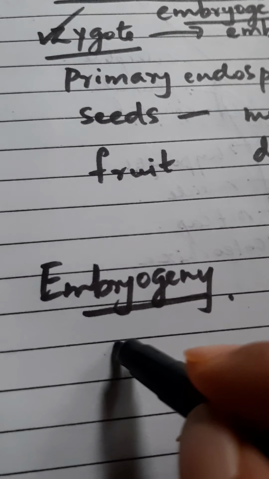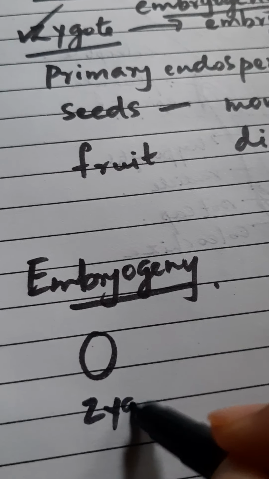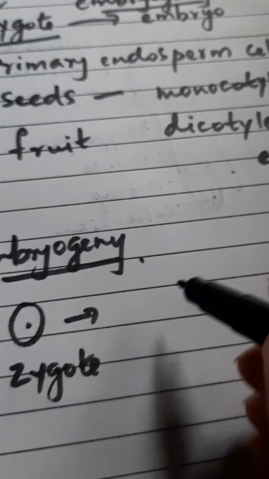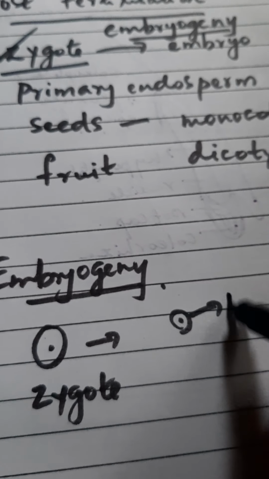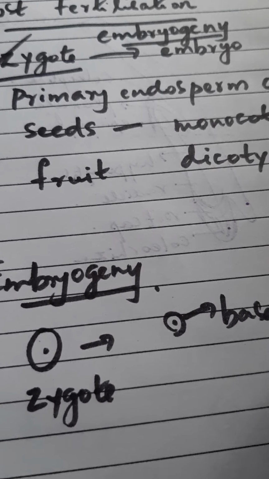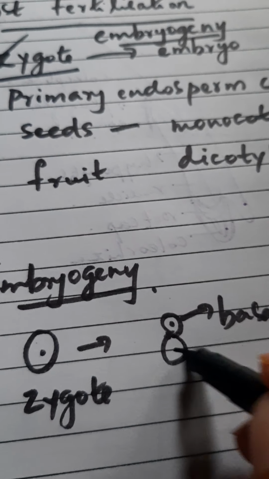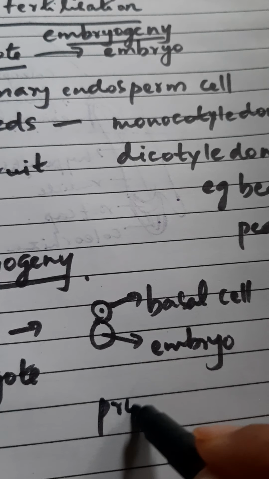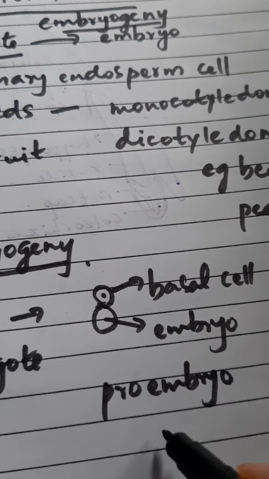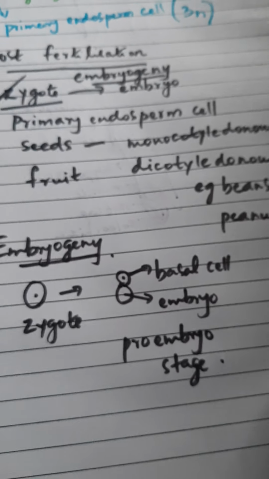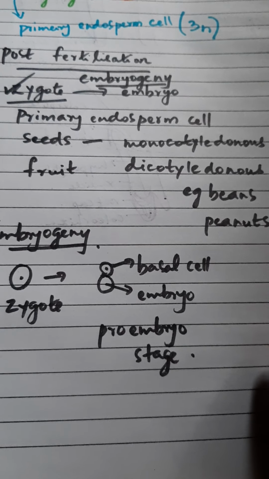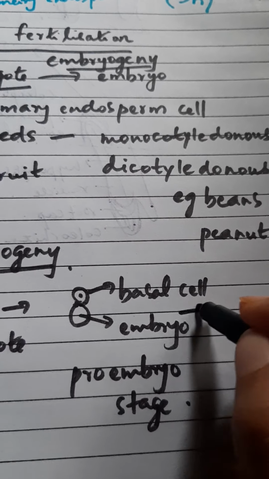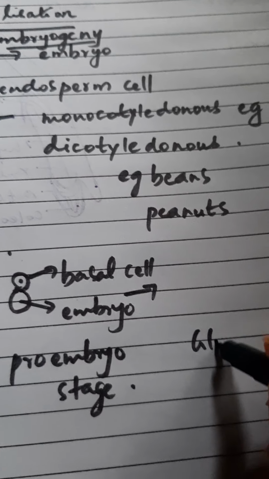So embryo develops from a diploid zygote, and zygote is unicellular. The zygote will divide to form a basal cell and another cell which will later form embryo. So this structure is called pro-embryo stage. This is the pro-embryo stage in the embryonal development of a dicot embryo. After the pro-embryo stage, the next stage is globular embryo.